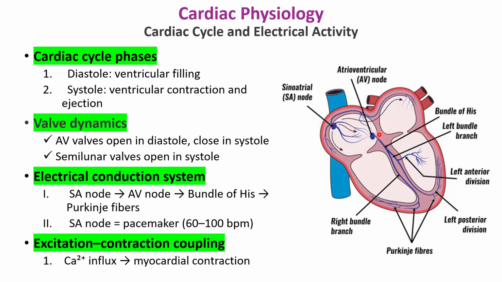From the sinoatrial node, the atrioventricular node. From the atrioventricular node, you have the bundle of His. Then you have the right bundle and the left bundle. And then from there you have the Purkinje fibers or the Purkinje tissues. I will ask you that question. Another question I can ask is how many beats per minute does the heart beat? I'm expecting you to put in your answer 60 to 100 beats per minute.